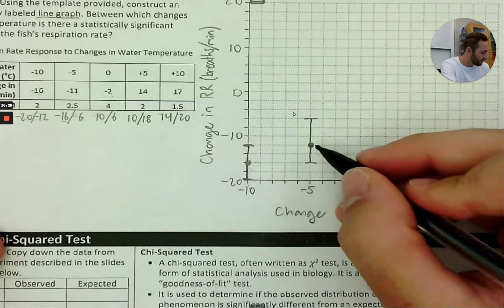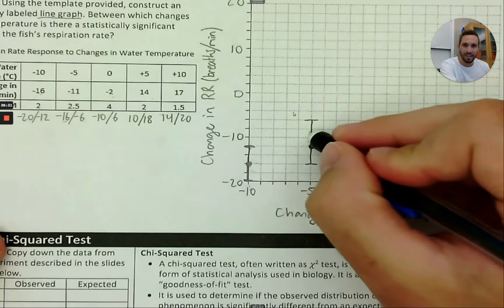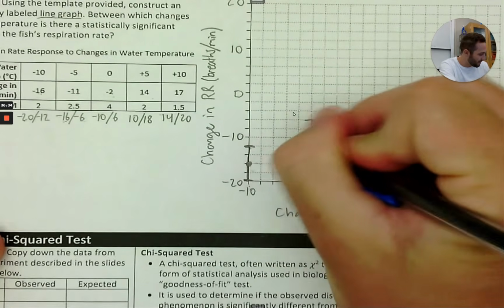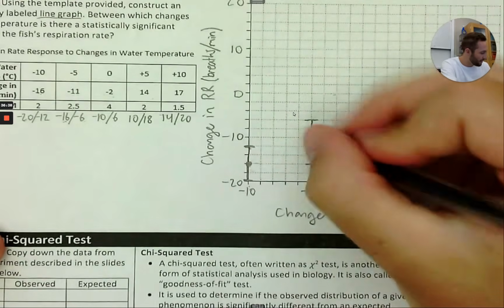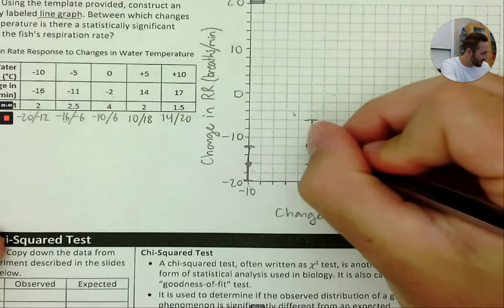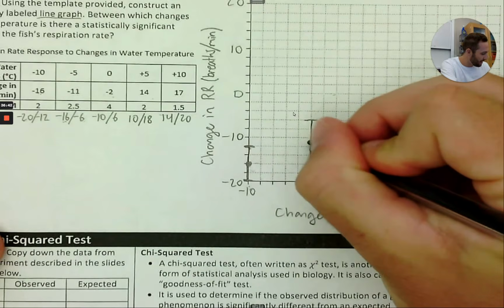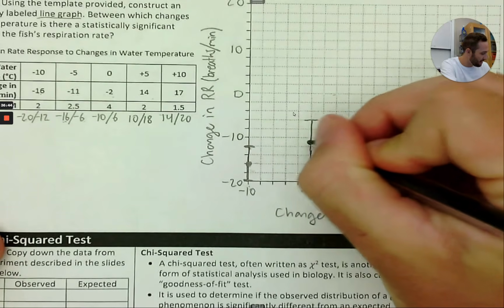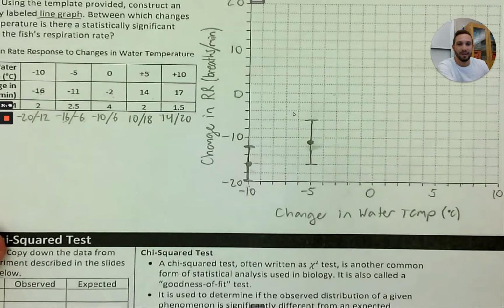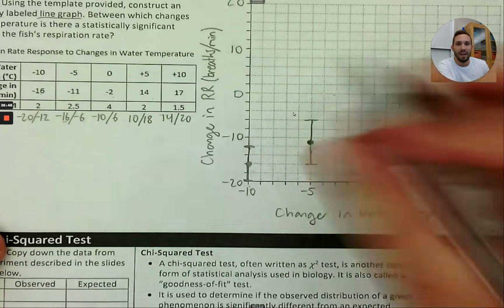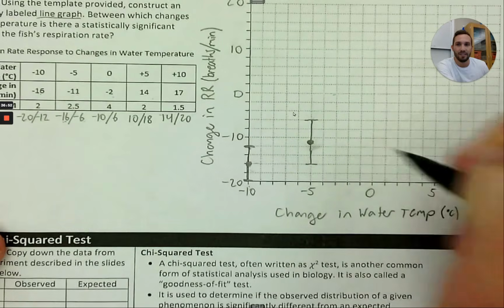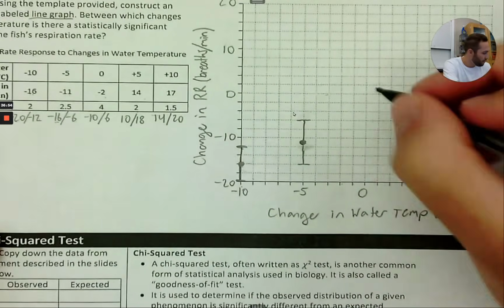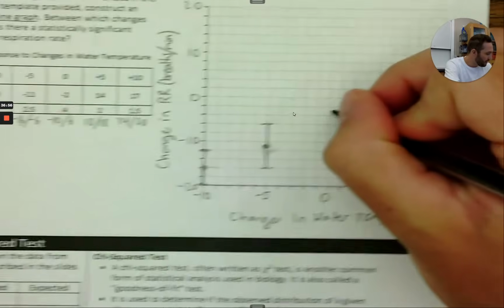And that's because this was not -11, that was -12. See, messed up. Negatives confuse me. So my dot should have been at -11, which is actually right here, between -10 and -12. That looks better. And then my error bar, again, is -6 to -16. That looks good. And then for 0, the average was -2, which would be right here.